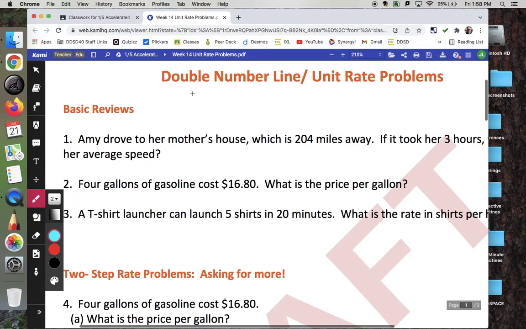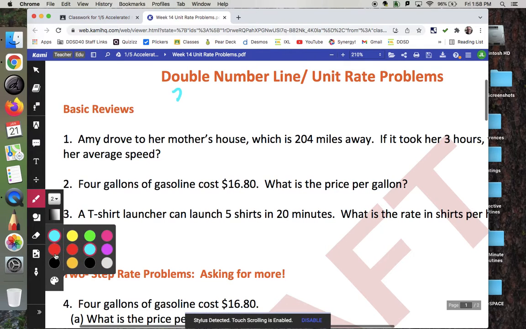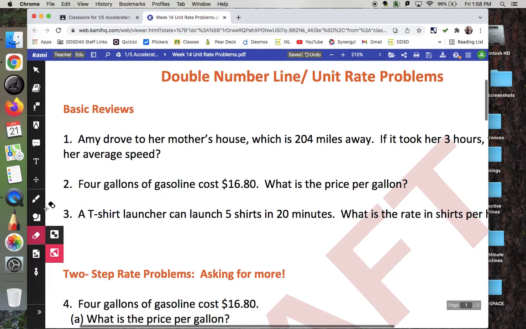Amy drove to her mother's house, which is 204 miles away. If she took 3 hours, what was her average speed? So here's how we could write this down. We could write, let's go with red, 204 miles and 3 hours.